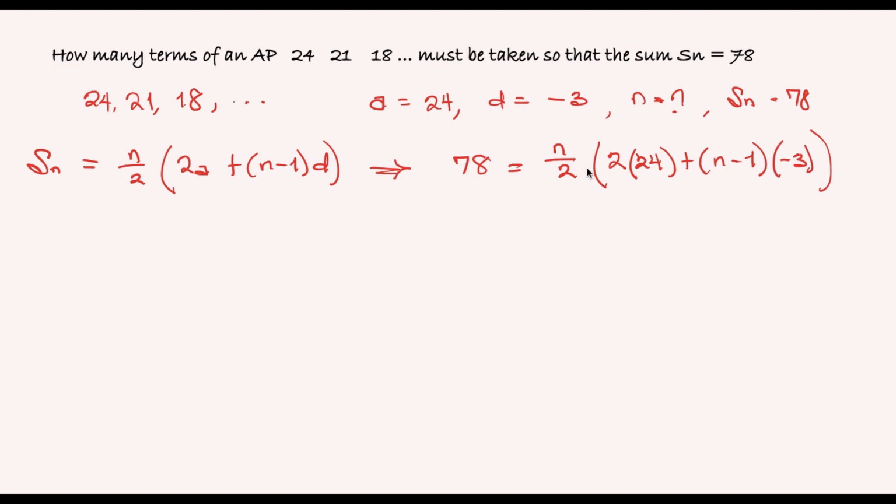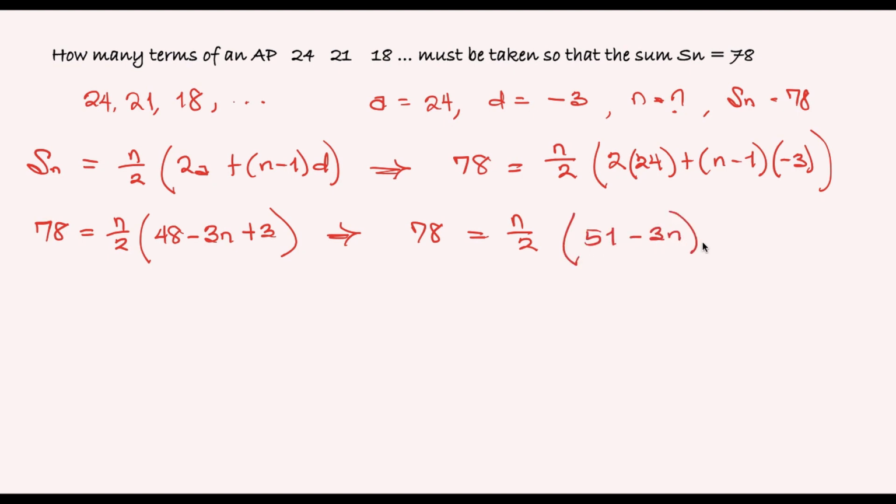So now we solve for n. Now this becomes 78 equals n over 2. 2 multiplied by 24 is 48, plus, here we have that n multiplied by minus 3 is equal to minus 3n. So I'll change this to minus 3n, and minus 1 multiplied by minus 3 becomes plus 3. So now we can combine these two constants here to give us 48 plus 3, that's 51. So our equation then becomes 78 equals n over 2 into 51 minus 3n. So now we can expand this and then solve for n.